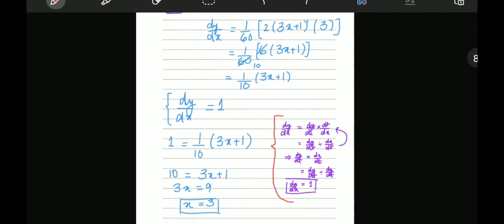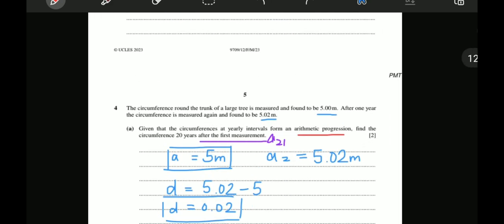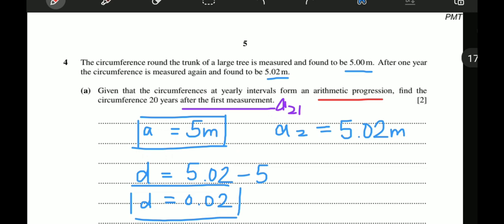Okay, now let's move on to the next. Question 4. Question 4 says that the circumference round the trunk of a large tree is measured and found to be 5 meters. After 1 year, the circumference is measured again and found to be 5.02 meters.